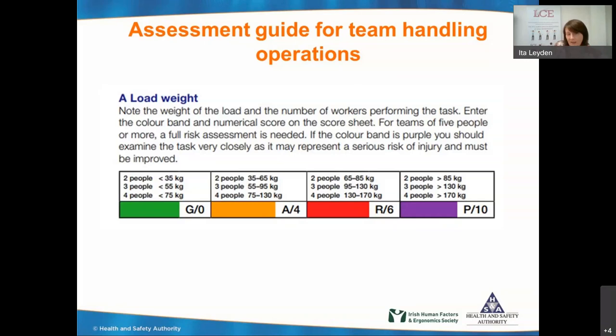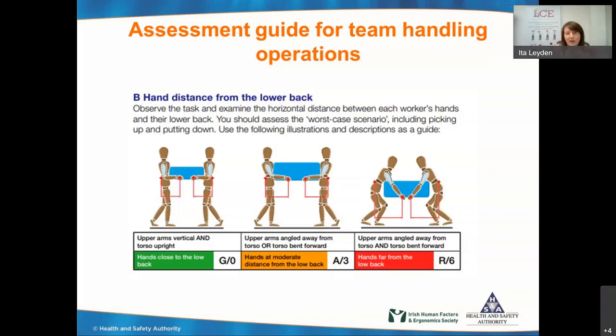Then we look at the hand distance from the lower back. Now here with the team lift, remember you will be looking at more than one person. So you're looking at the worst case scenario. If one person is carrying out the lift with their arms in line with their torso, and as a consequence of that, the other person has their arms extended in front of them, well, then you score that based on the person that you're seeing with the arms extended.